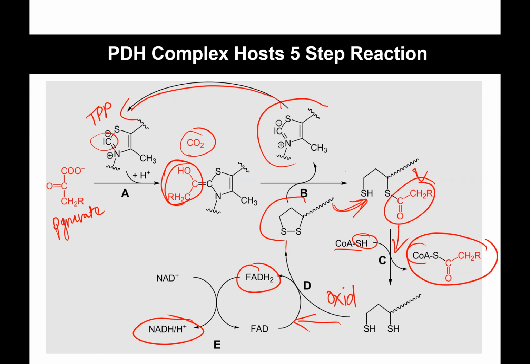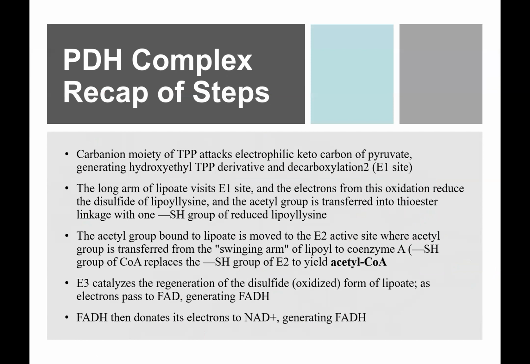This is the very abbreviated form showing a 5-step reaction. So again, what is it boiling down to? Well, it's boiling down to this. The carbanion moiety of our TPP ring attacks the electrophilic ketocarbon of pyruvate, and we get our hydroxyethyl TPP derivative, as well as decarboxylation. So then one thing that she really didn't talk about is, as I mentioned before, with this lipoic acid or lipoamide or whatever you want to call it, really does have a long arm.